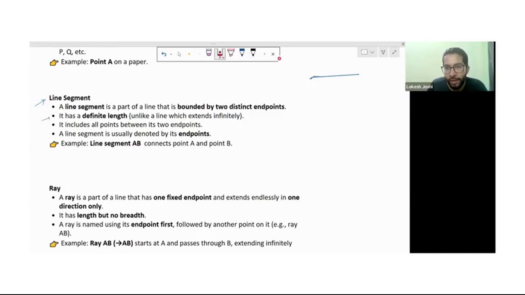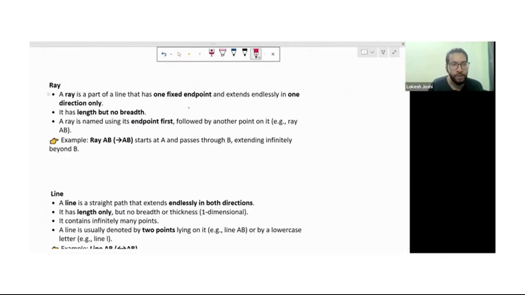You can use your scale and say, suppose it is 2 centimeters or 3 centimeters, it depends. It includes all the points between its two endpoints. I am drawing again. Suppose this one, and its endpoints are these two. All the points between them, like this one, this, or many points which you can draw, all lie on this line. A line segment is usually denoted by its endpoints. Suppose its endpoints are A and B, so we can write AB, and above AB we draw a bar which represents that it is of finite length.